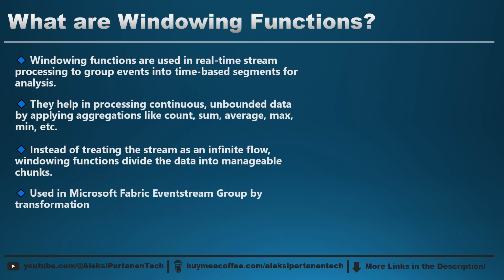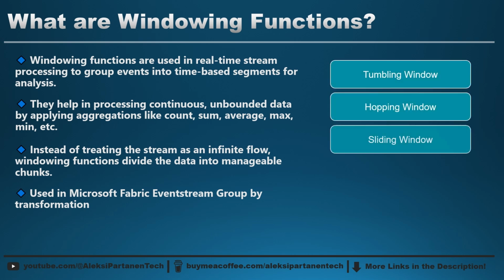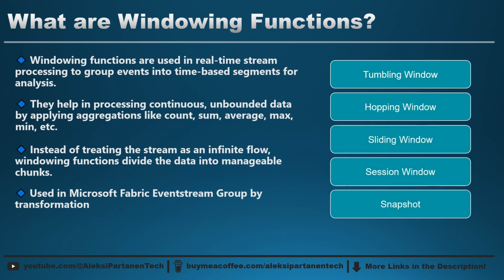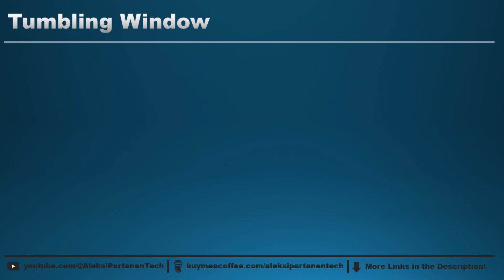And in that transformation, we have 5 different windowing functions which we can use. And those are tumbling window, hopping window, sliding window, session window, and snapshot. Next, we are going to cover all of these in more detail to understand how they are different. Let's first start from tumbling window. That is one of the easiest ones to understand.